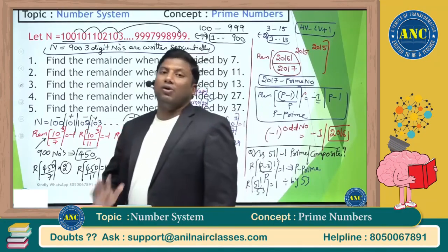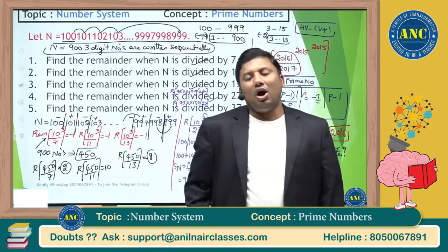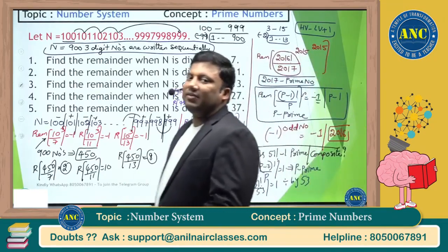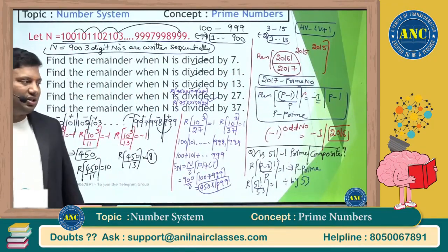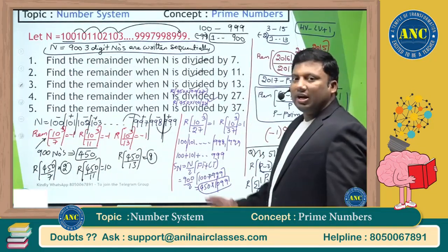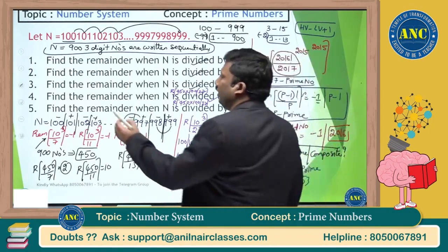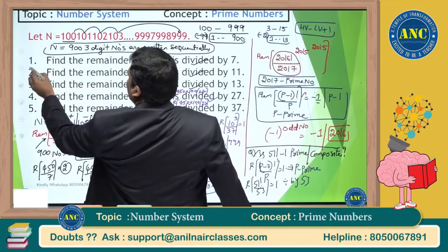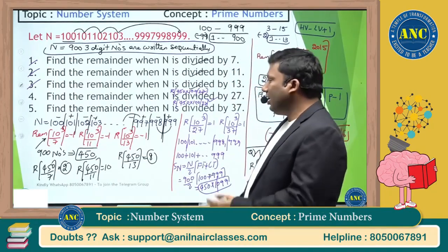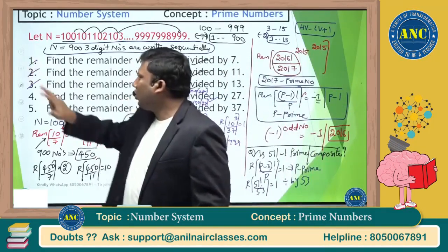What is the divisibility rule for 7, 11, 13? Start from the unit digit, take a group of 3 digits, alternately add and subtract. What is the divisibility rule for 27 and 37? Start from the unit digit, take a group of 3 digits and add them. I hope the idea is clear. Questions 1, 2, 3, 4 and 5: divisibility rule for 7, 11, 13, and for 27 and 37. Very, very good questions we are going to solve in today's class.